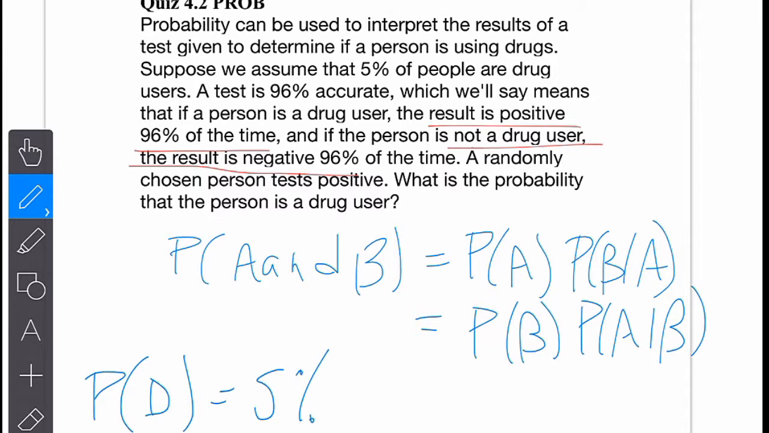Now we're going to introduce the test results. The test is 96% accurate, which means two things. It means that if a person is a drug user, the test result is positive 96% of the time. When I say if, that's the conditional part.